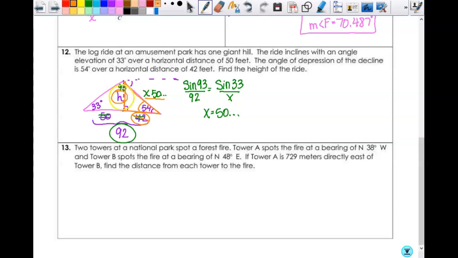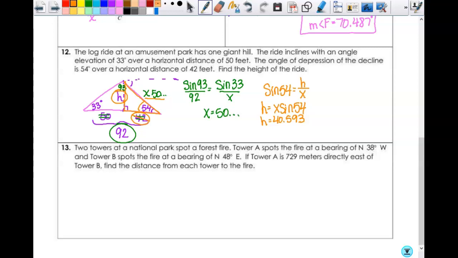So that's opposite and hypotenuse, so that's the sine. So I can have the sine of 54 equals the opposite, which is h, over the hypotenuse, which is x, and that's stored in my calculator. So then my height is just x times the sine of 54, and that gives me that h is 40.593.